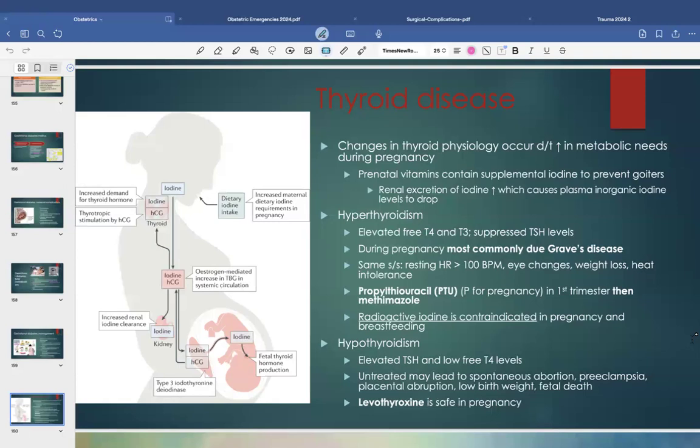We do not do radioactive iodine in pregnancy and breastfeeding.